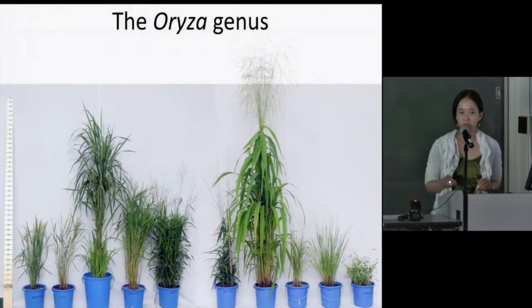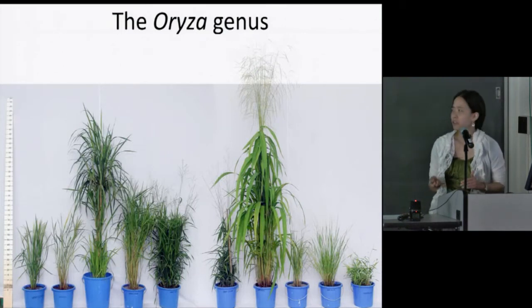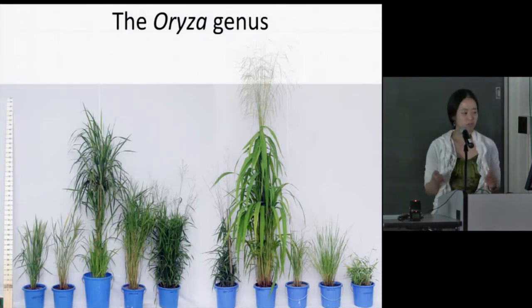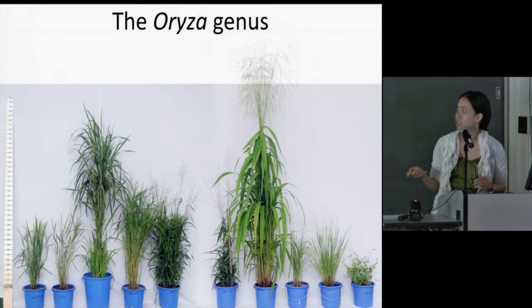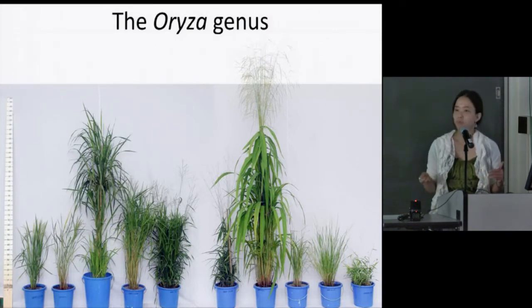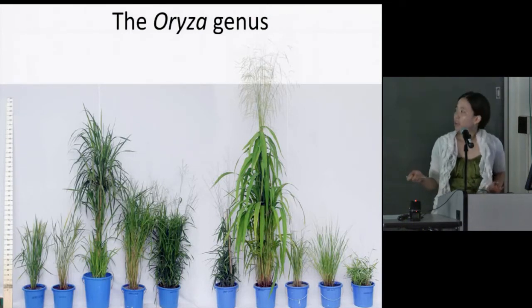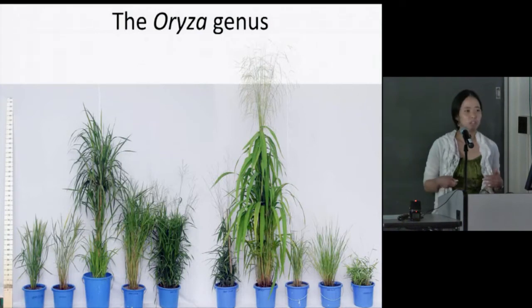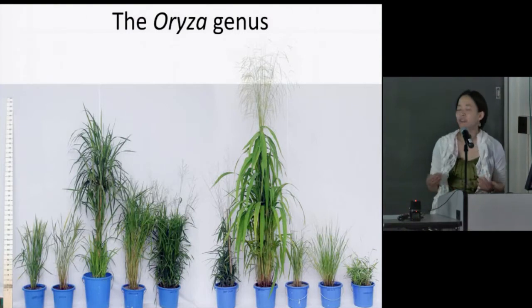So just a quick overview of the Oryza genus. It consists of 23 different species, both diploids and tetraploids. And there's something like 10 or 11 different genomes, but this is just a sampling of the different Oryza species. And you can see huge differences in morphology, in plant height, in flowering represented across this genus.